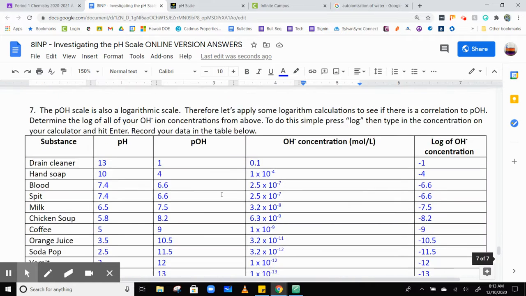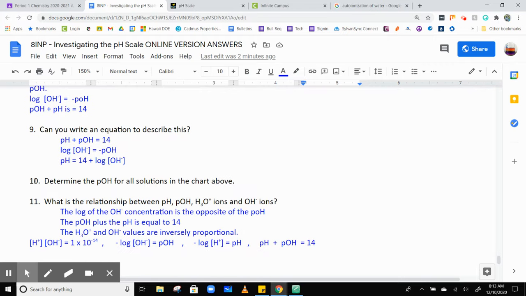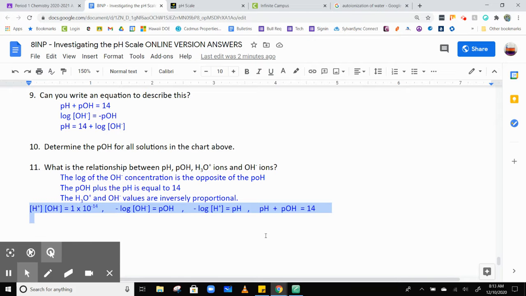Really, all this last part was showing the relationships between pH, pOH, OH- and H+ concentrations. All those relationships are down at the bottom here. These are all the ones you really need to know. H+ times OH- gives 1 times 10 to the negative 14. Negative log of OH- is pOH. Negative log of H+ is pH. And pH plus pOH will always equal 14. Knowing all these relationships, you should be able to convert between any of the four.